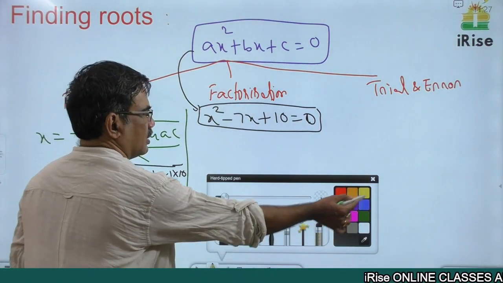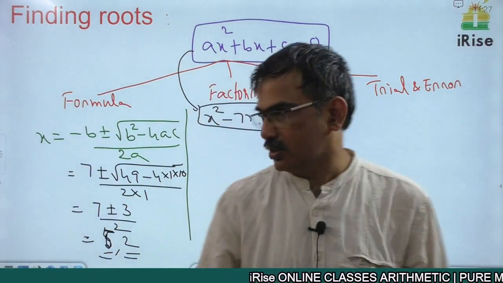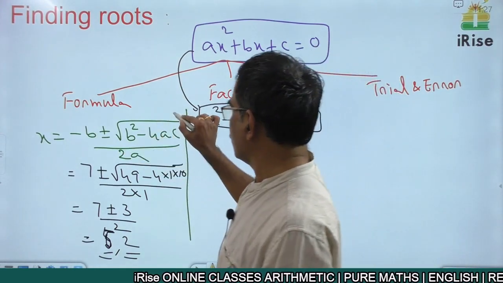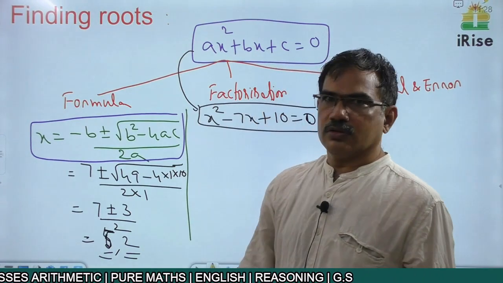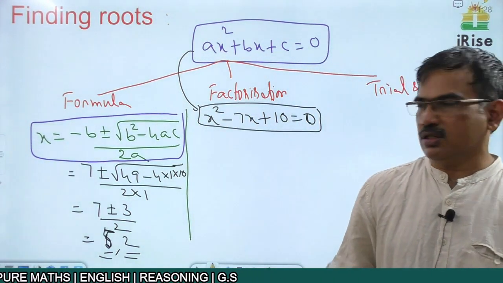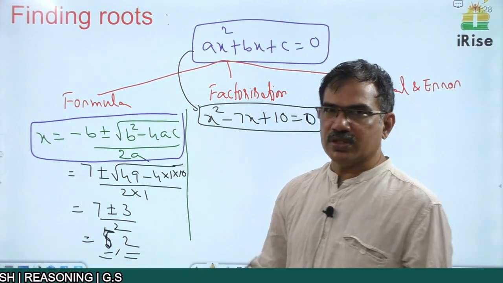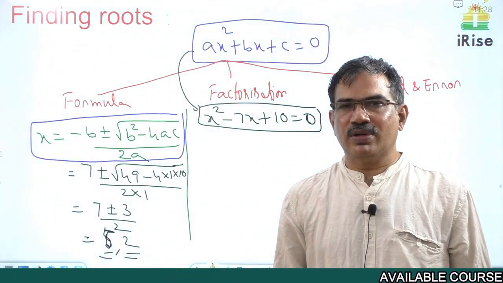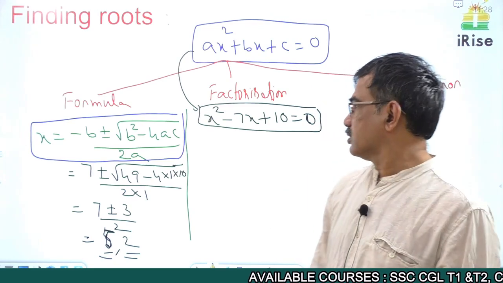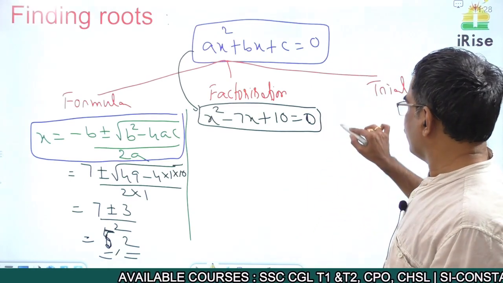The second one is factorization. This is a formula, please know this formula. If it is a quadratic equation, then minus b plus or minus root of b square minus 4ac by 2a is the formula to find the roots of a quadratic equation. Then the second one is factorization.